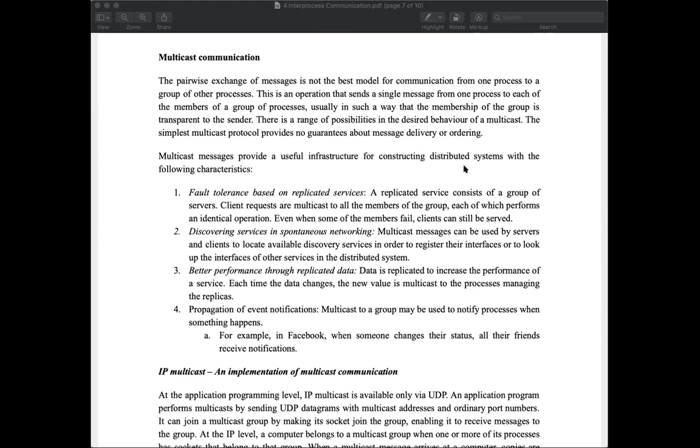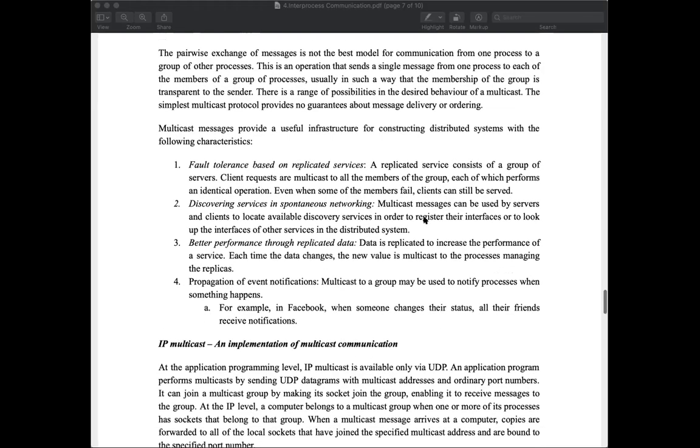And propagation of event notifications, right? Again, if you think about the Facebook infrastructure, we can instantly receive the status changes, right? So they can propagate the notification. With multicast, the parties look at the message they have received, otherwise they ignore the message, but the notification is continuously propagated through the multicast mechanism, right?